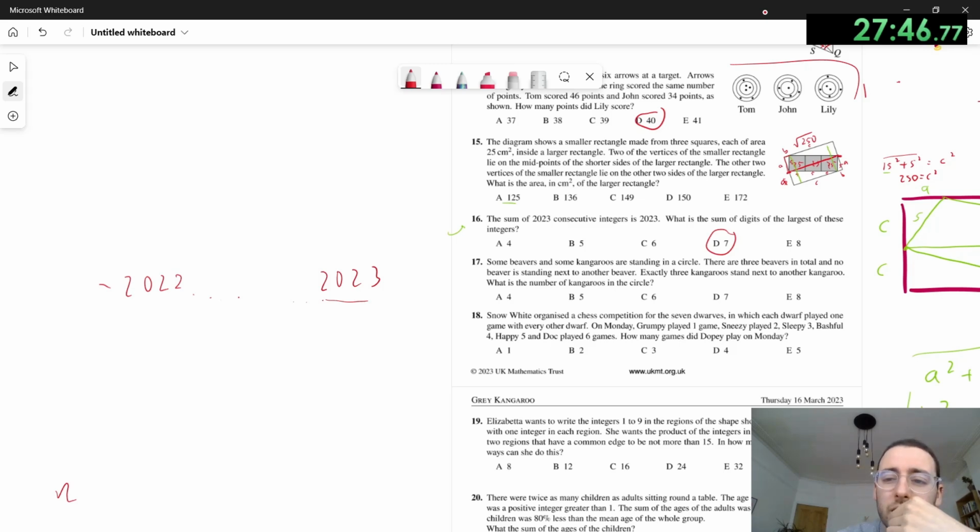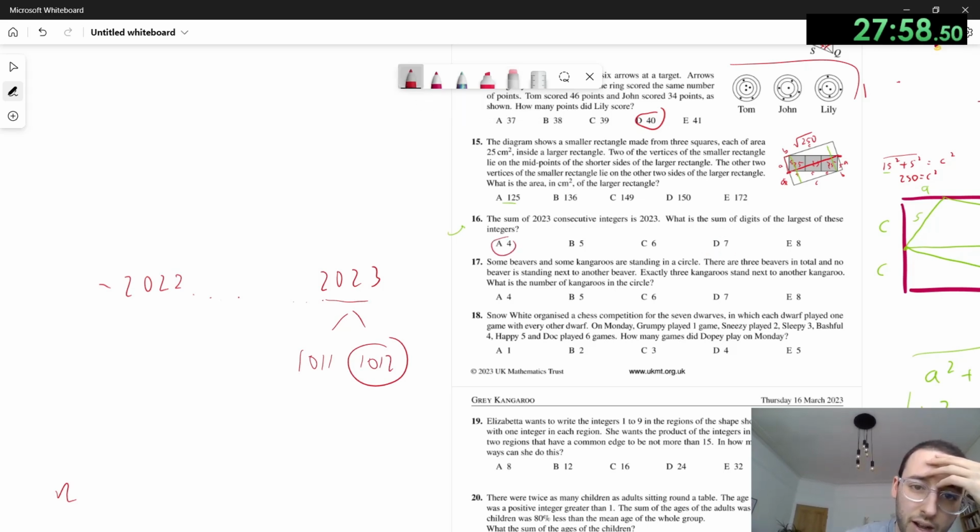I need two consecutive numbers that add to make this. 1011, 1012. I think it's going to be this. Can't quite explain why, but I feel like you're basically going from minus 1011 all the way up to 1012. That is 2023 integers. And everything cancels except for this. No, that's wrong. When I add those up, I only have 1012.